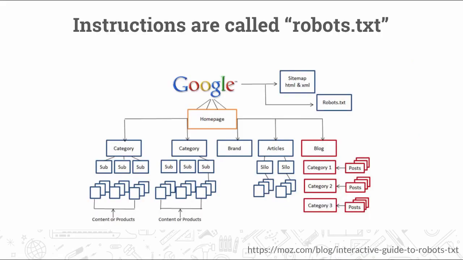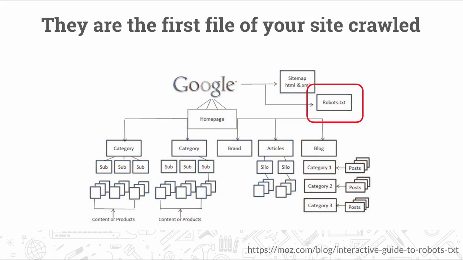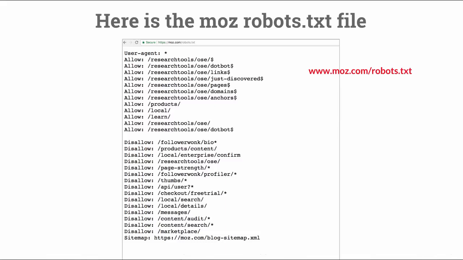Robots.txt are instructions for a web crawler because when web crawlers hit a site, the first thing that they're going to do is read the sitemaps and they're going to read the robots.txt file. So you can kind of see here in this graphic that as soon as the search engine hits a site, the first thing it's going to do is go read the robots.txt. Let's take a look at that.